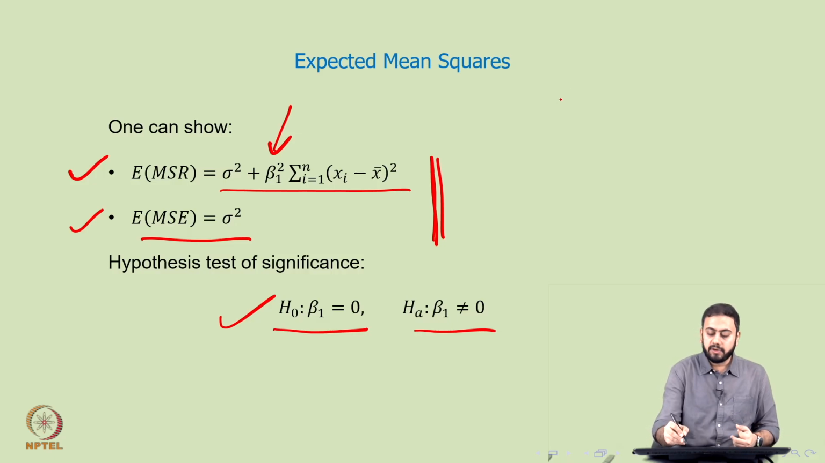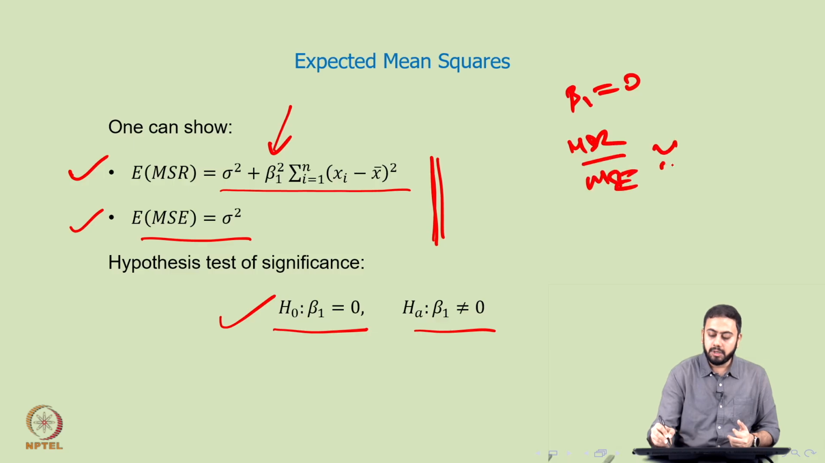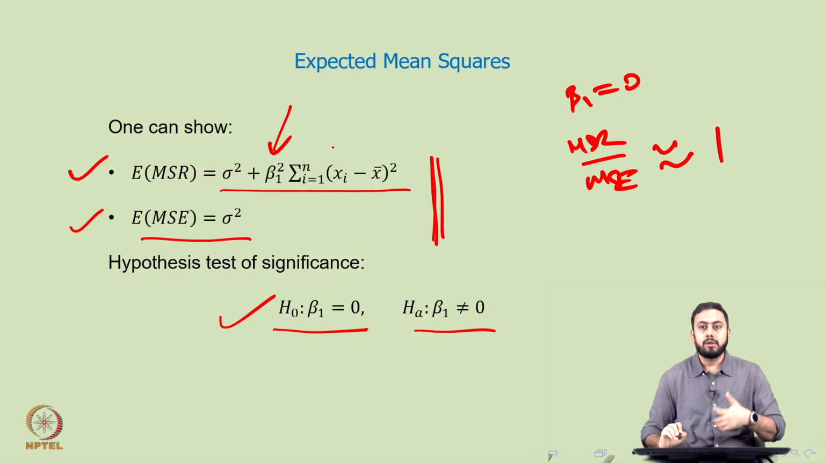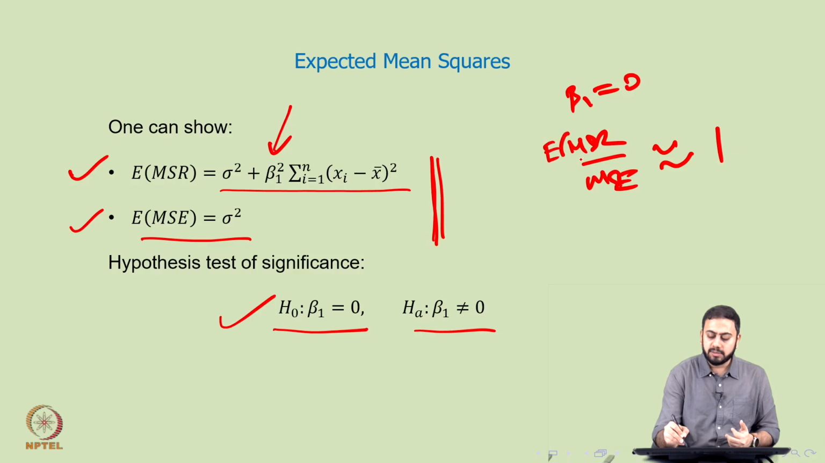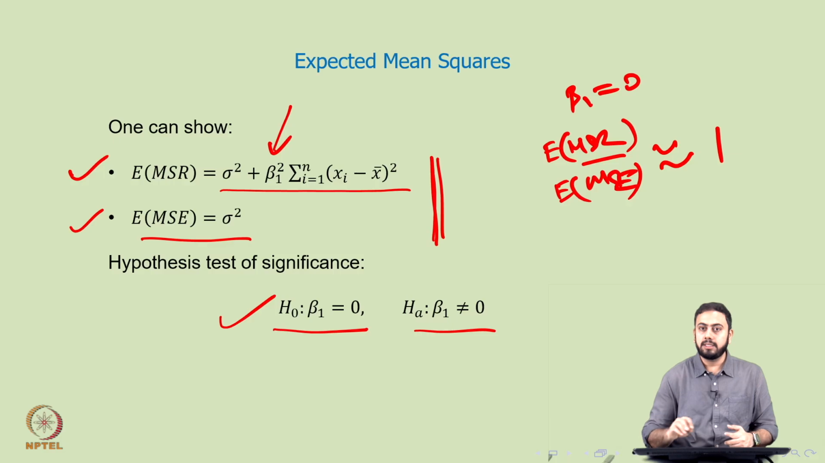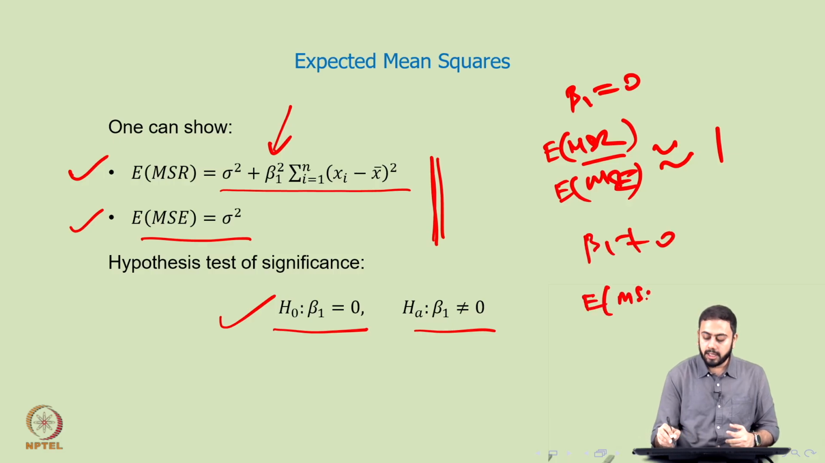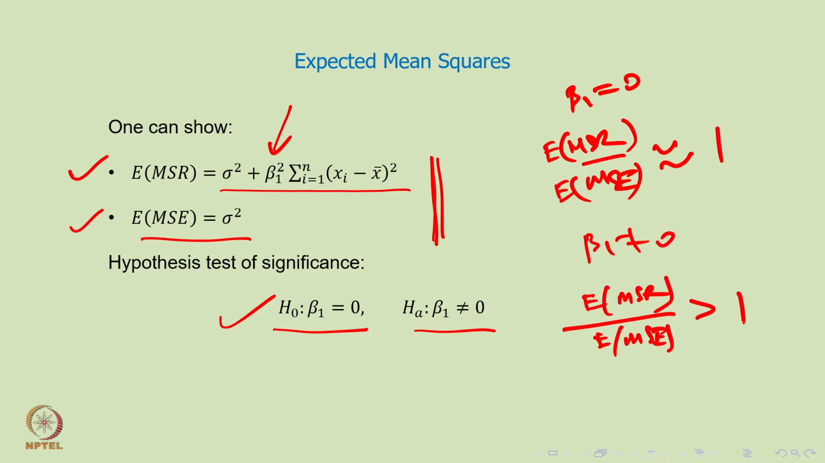I can tabulate a simple thing. If my beta 1 happens to be indeed 0, in that situation my MSR by MSE ratio should be close to 1, because this entire component, like we discussed earlier, would be 0, and the ratio would be sigma square by sigma square, which is close to 1. I will write down the expected value so that there is no confusion. The expectation of MSR divided by the expectation of MSE should be close to 1, whereas if beta 1 is not 0, the expectation of MSR divided by the expectation of MSE would be bigger than 1.